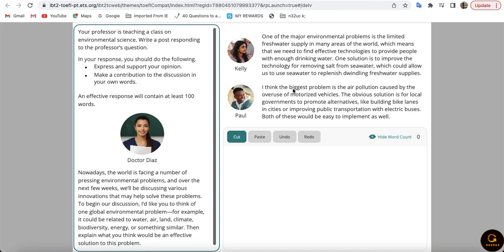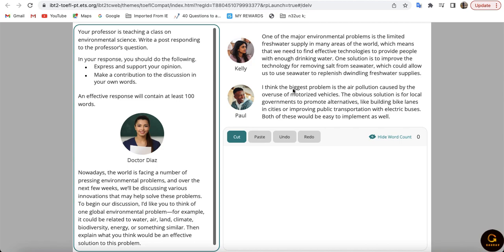Okay, the obvious solution is for local governments to promote alternatives like building bike lanes in cities, to improve public transportation with electric buses. Both of these would be easy to implement. So these are the suggestions given by Paul, and there are some suggestions given by Kelly. We don't care about them at all.